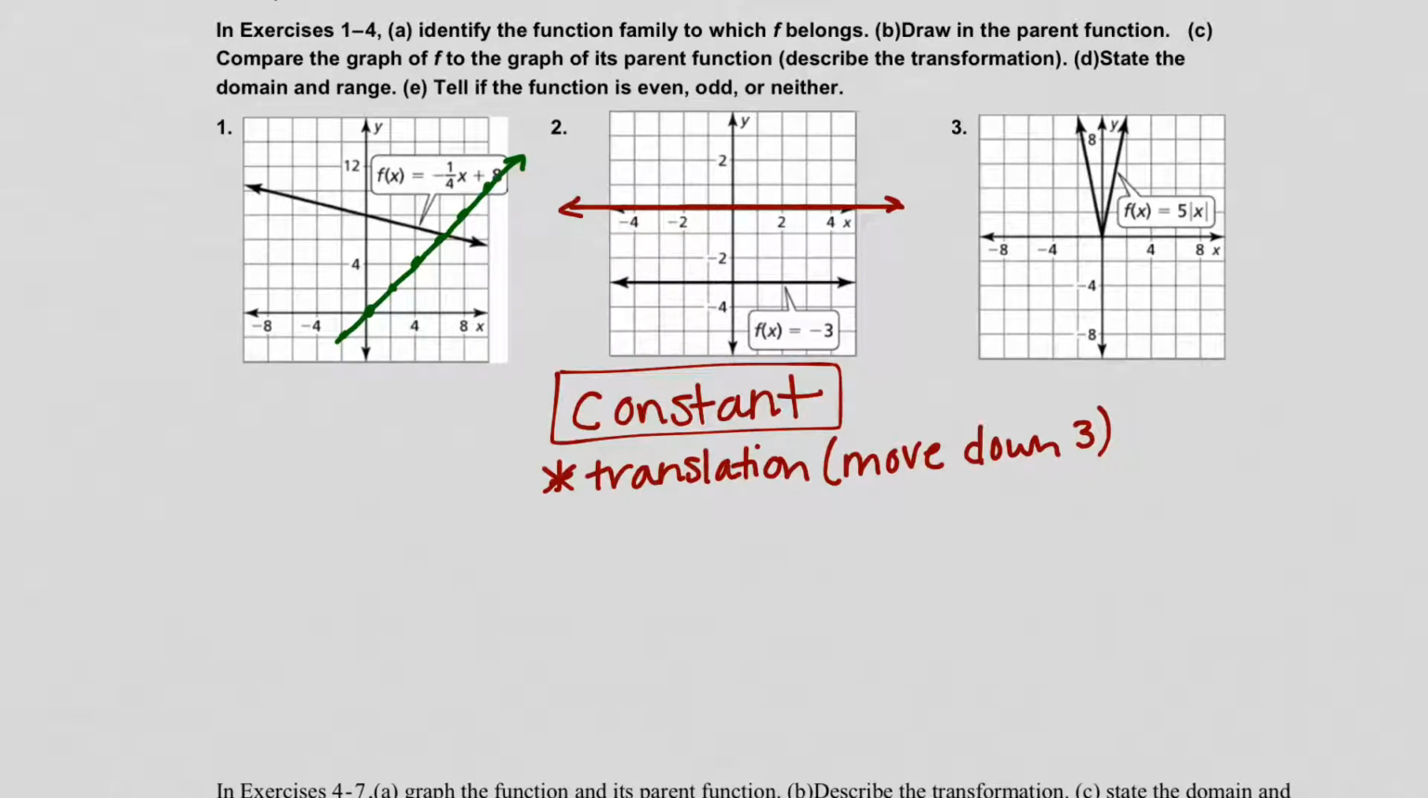So then if I state the domain and range, the domain is all values of x. It's going left forever, right forever, so it's all real numbers. But the range doesn't go up and down forever. In this case, y is always -3.